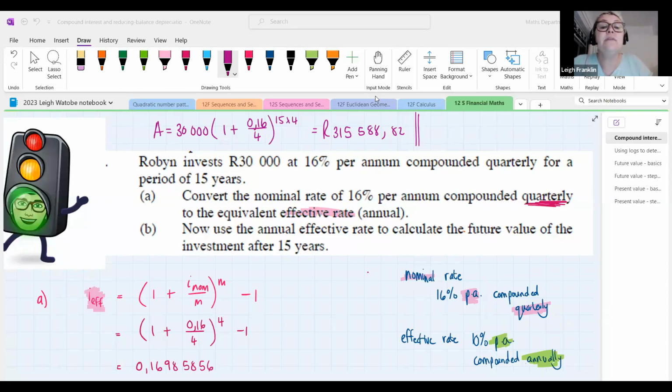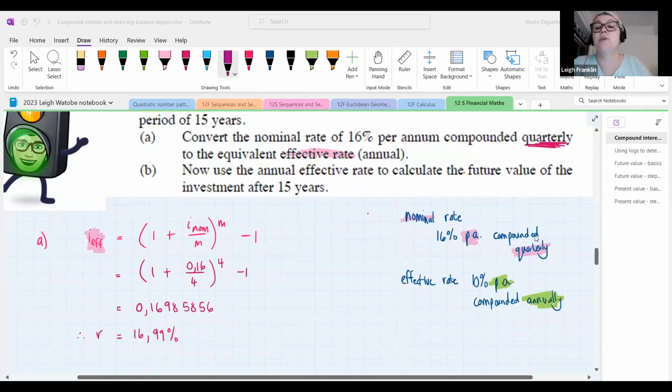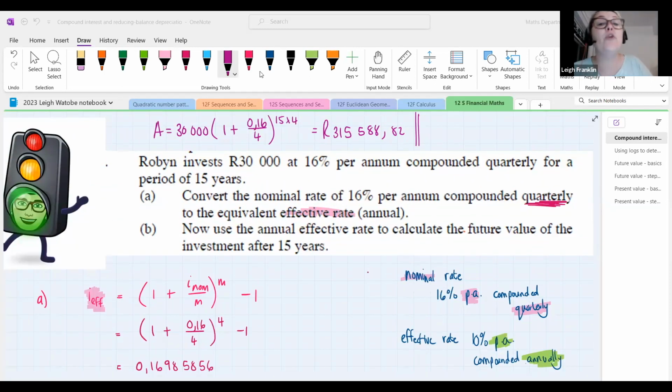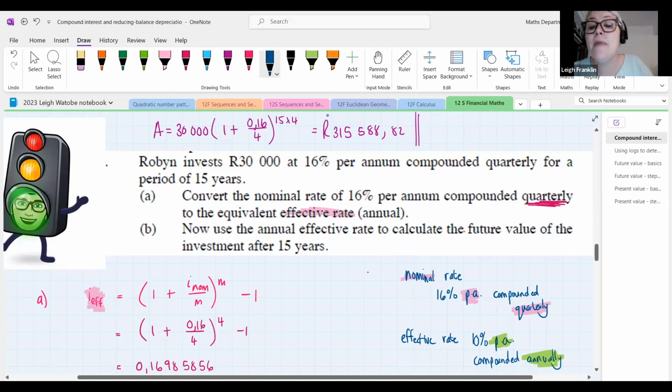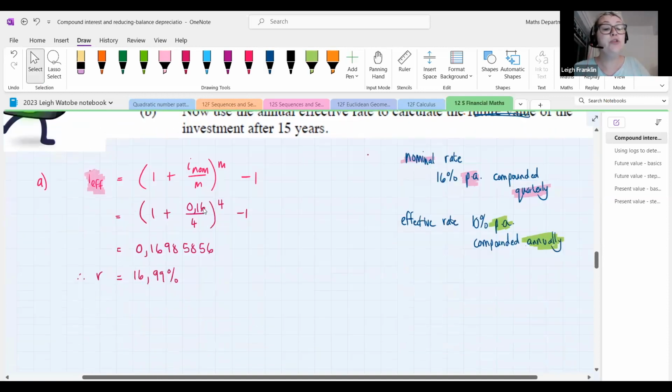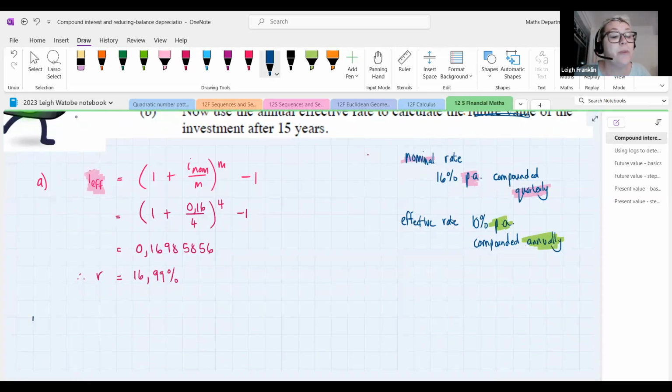Okay, they'll tell you, Mihlali. So here it says, now use the annual effective rate to calculate the future value of the investment after 15 years. By the words future value, they don't mean the future value formula. They mean A. Okay, so let's use this rate and answer question B.